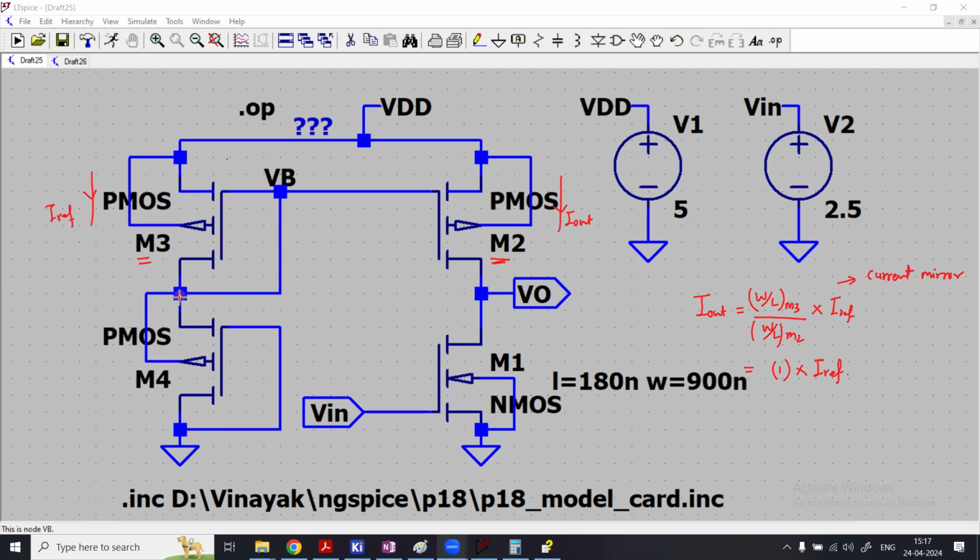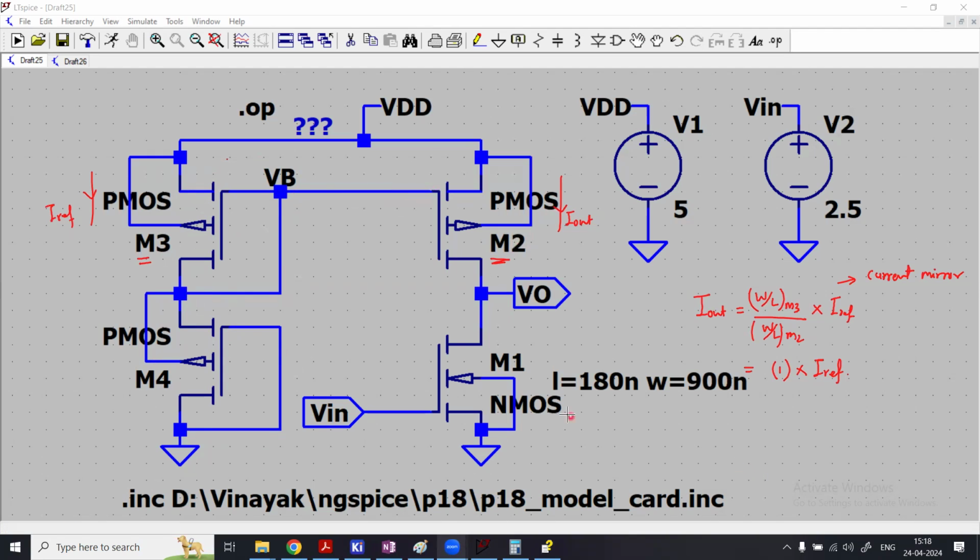Right, so 2.5 volt here will be there. It's just like a voltage divider, with M3 and M4 acting together, with the same current flowing because they have the same W by L ratio, and their gates are connected to the drains. Here also the gate is connected to the drain. Okay, so now 2.5 will come here. So VB will be at 2.5 volt, which is a bias voltage to this transistor M2.